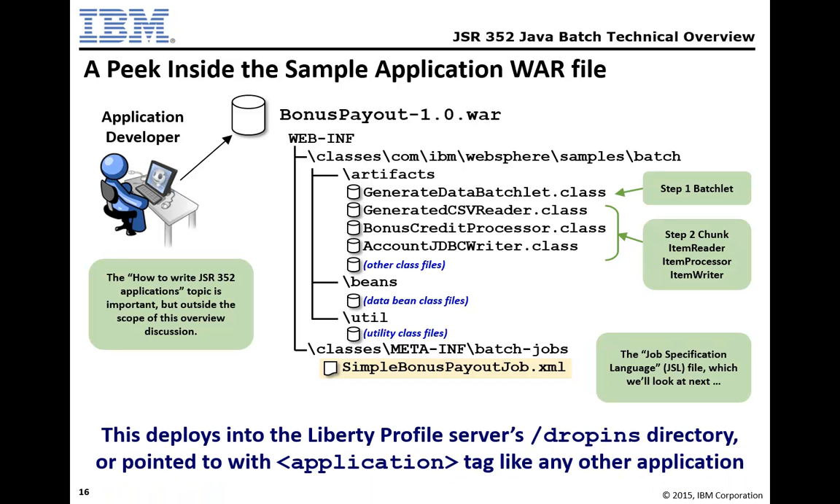When packaged as a WAR file, this deploys into the Liberty Profile drop-ins directory, just as any other application would be deployed. Or if you wish, you may deploy it somewhere else and point to it with an application element. The key point is that from a Liberty Profile deployment point of view, the Java batch program is just like any other application.